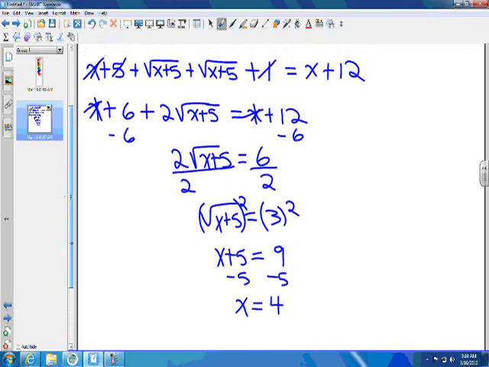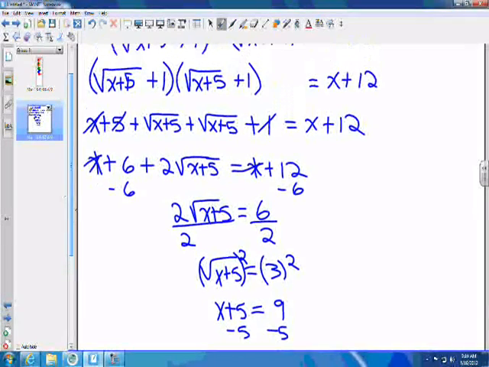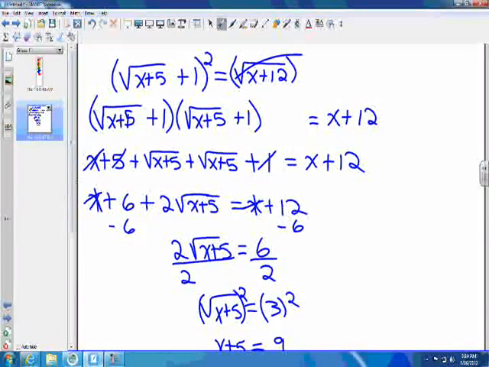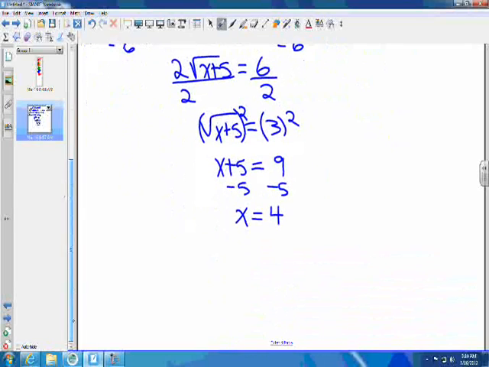And we always have to check. Because remember, most of the time when you square it twice, it doesn't work out. So what's 4 plus 5 under the radical? And the square root of 9? 3 plus 1 would give you 4. And over here, 4 plus 12, 16, square root of 16, 4. So that one does check out. X equals 4 would be your answer.